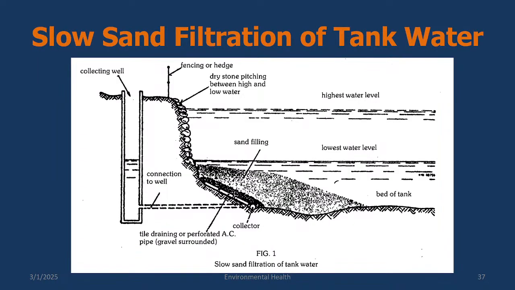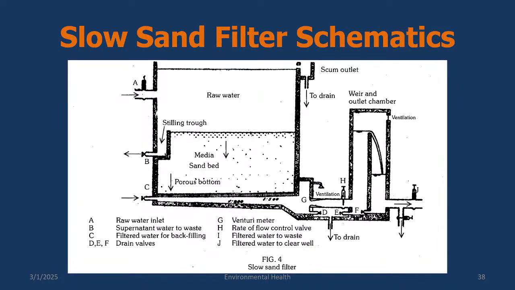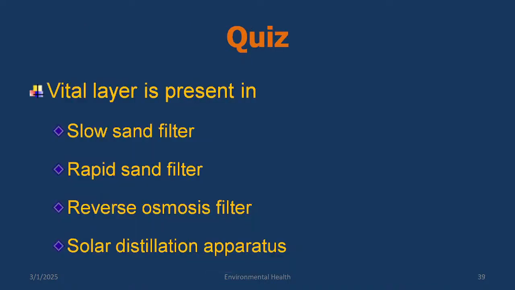The actual filter is made up like this. The raw water comes here, and then the media, the sand bed and porous bottom, mostly sand. Slowly, biologically meaning naturally, the water will go down, perforate from here, and then come out from here. You are sometimes asked to draw this in exams, either the schematic of a rapid sand filter or a slow sand filter. Right.